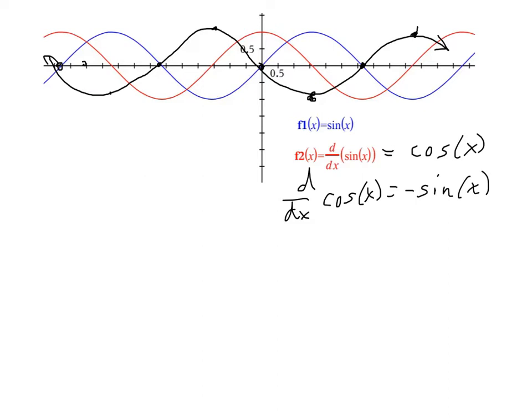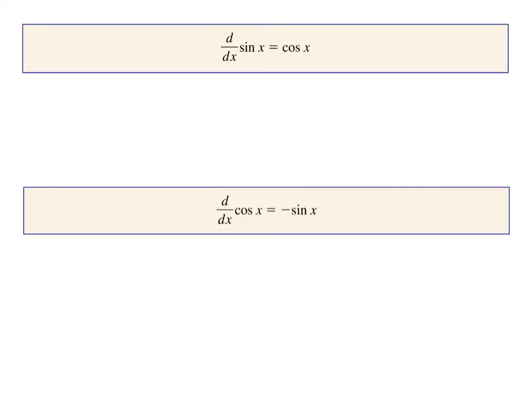So the derivative of sine is cosine, the derivative of cosine is negative sine. So that's what we have written here. Derivative of sine is cosine, derivative of cosine is the negative sine. So remember, we're just talking about those slopes. So the slope function for sine is cosine. The slope function for cosine is the negative sine function.